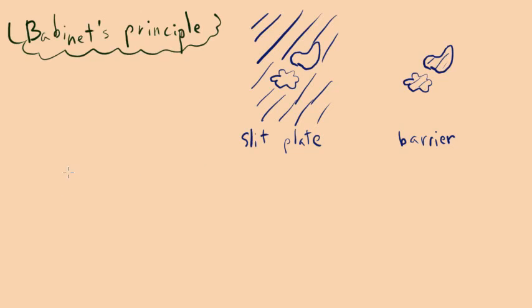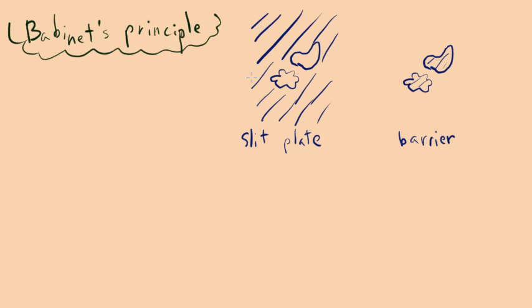Okay, welcome everyone. In this lecture, I'm going to discuss what's called Babinet's principle. This is an important principle in the theory of diffraction or interference. Although our discussion right now is actually on single slit diffraction, I'm going to phrase this principle in a more general way, so that it's applicable to not only single slit diffraction but to diffraction or interference in general.